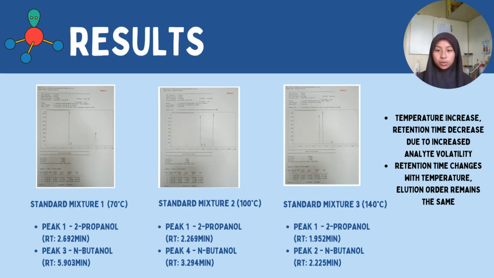For standard mixture 2, at 100 degrees Celsius, peak 1 is known as 2-propanol with a retention time of 2.269 minutes, and peak 4 is known as N-butanol, with a retention time of 3.294 minutes. And standard mixture 3, at 140 degrees Celsius, peak 1 is 2-propanol, which has a retention time of 1.952 minutes, and peak 2 is N-butanol, which has a retention time of 2.225 minutes.